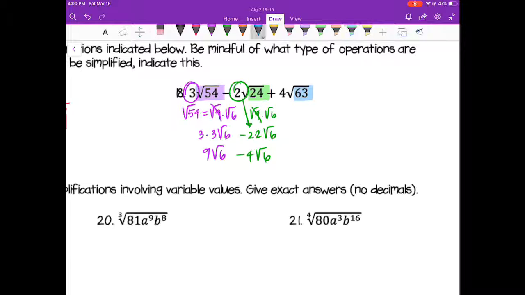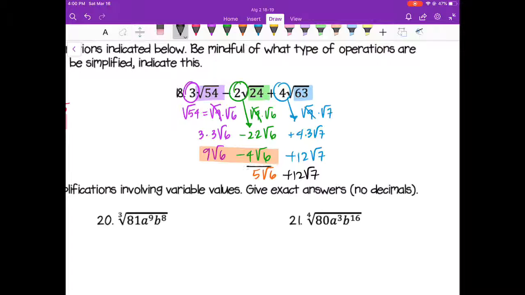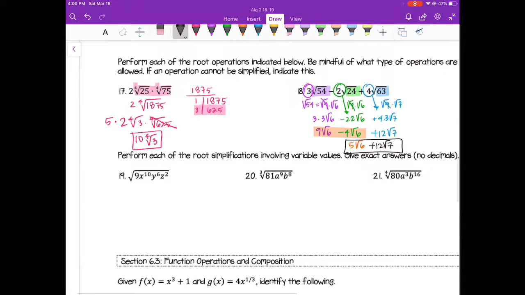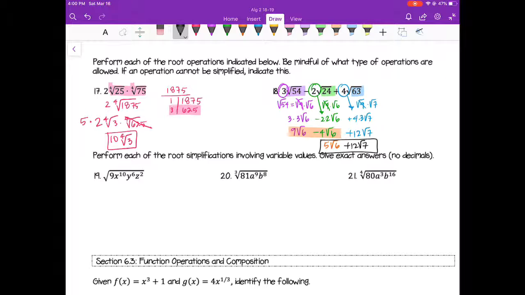Lastly, the square root of 63, we're going to break into the square root of 9 times the square root of 7. The square root of 9 is 3, so 3 radical 7, but don't forget about that 4 that we had in front of it. 4 times 3, we get 12 radical 7. This is not a like radical with the other ones, so we won't be able to combine all 3 of these, but we will at least be able to combine those first 2. 9 root 6 minus 4 root 6 is going to give us 5 radical 6 plus 12 root 7. Final answer.